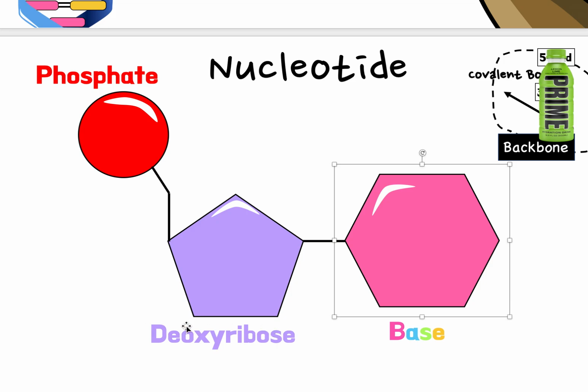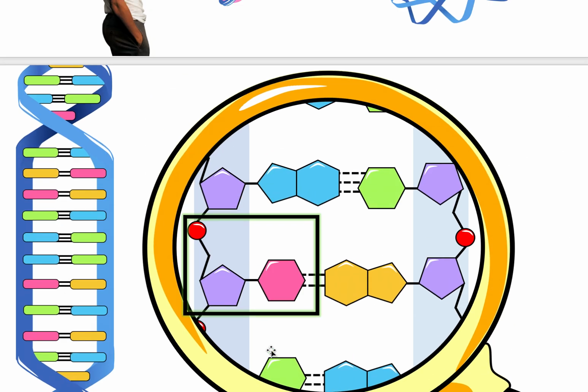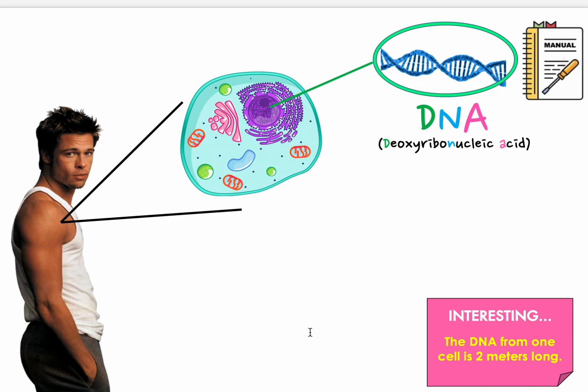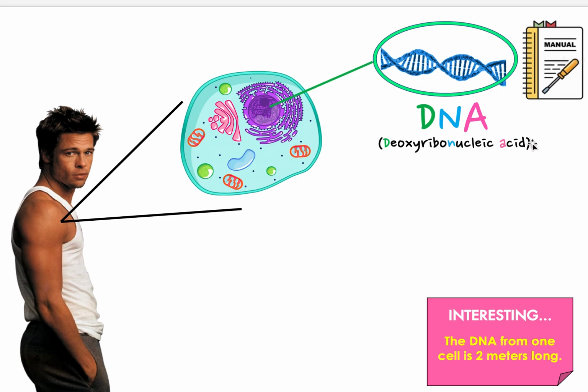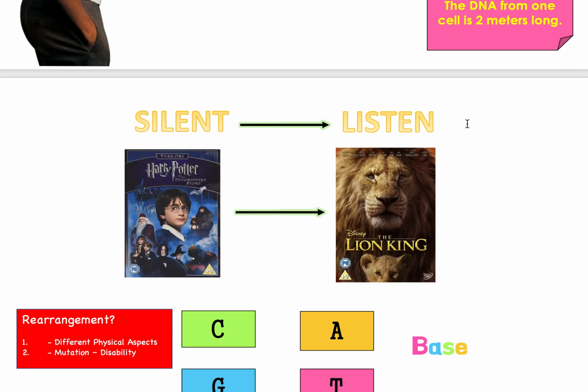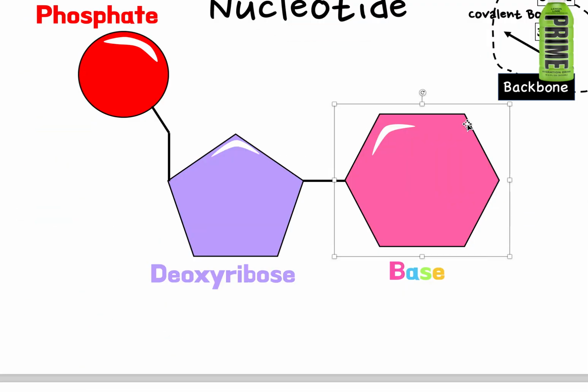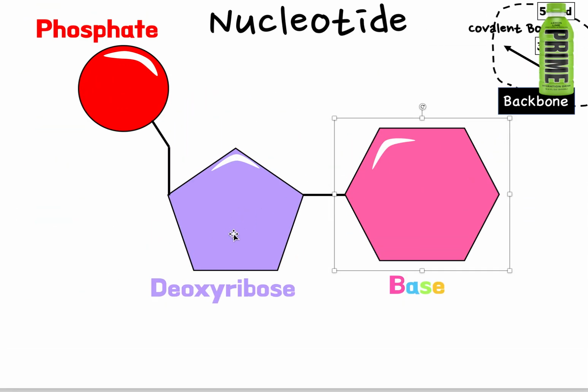By the way, the deoxyribose, bear this name in mind. Remember, the name of DNA is deoxyribonucleic acid. So you can see the beginning part, deoxyribo, is called deoxyribo because one of the components of DNA in the nucleotide is this deoxyribo sugar, okay?